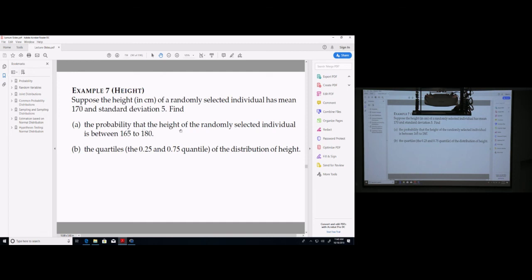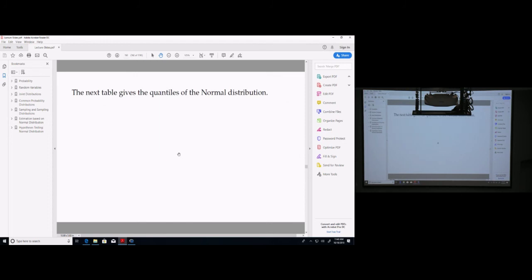So the probability that the height of the randomly selected individual is between these values: we are looking for the area, and that would depend on the distribution function. But we are interested in the quartiles, the 25% and the 75%. So we specify the area to be 75%, and we want to find that number. Okay, and this is how it is done.